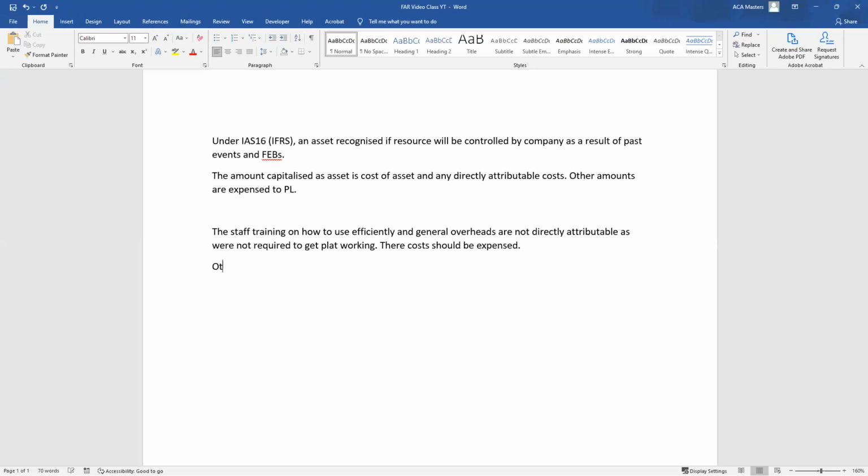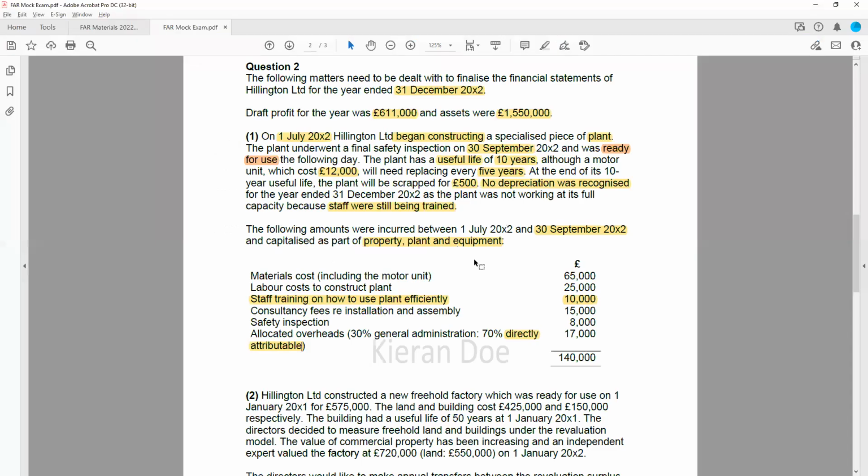And then you could say other expenditure is directly attributable. Again, you could have applied that first bit and said the plant is a resource. They're going to use it over multiple periods, because they're going to use it over 10 years. They could possibly have had that point in there as well. But we've obviously got the depreciation issue to deal with here as well. So it's quite a bit to do on this question.